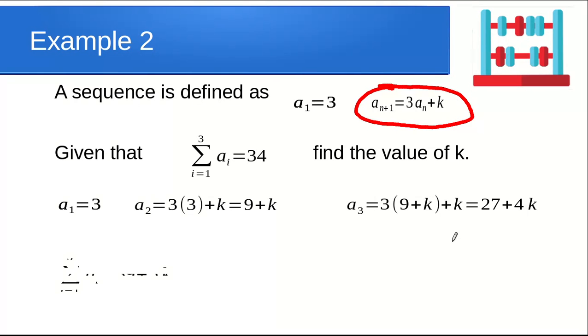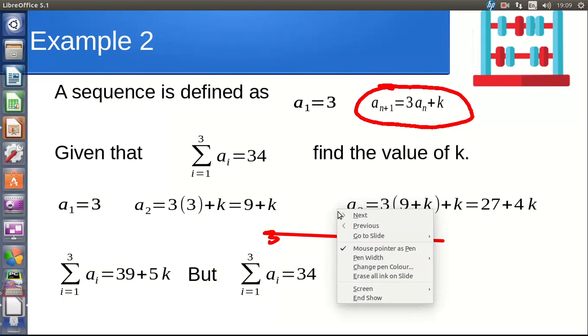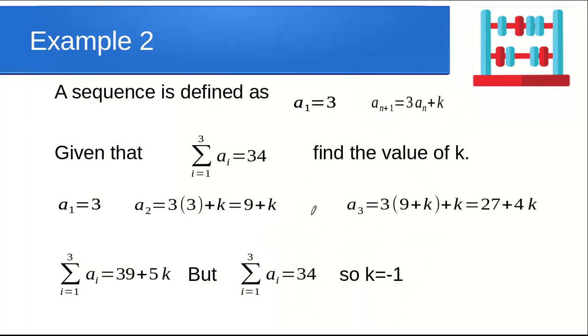Now we can find the value of k, because we know that the sum of the first 3 terms is just the first term plus the second term plus the third term. That equals 39 plus 5k, but this also equals 34, so 34 equals 39 plus 5k. If you're worried about the missing step, all it is is 39 plus 5k equals 34, and I've solved that, and I've found the value of k to be minus 1.